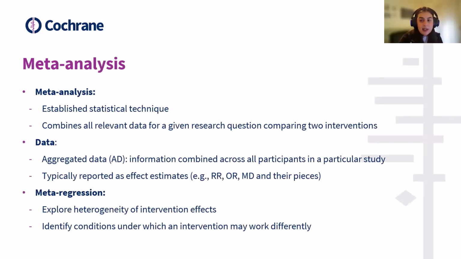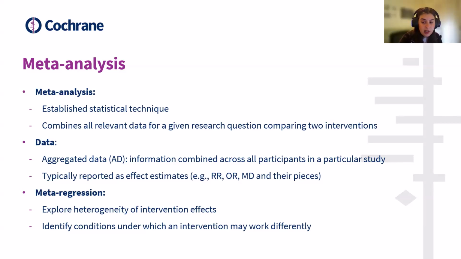So meta-analysis is an established statistical technique that combines all the relevant data that address a specific research question, comparing two interventions. So the data often come in the form of aggregated data, meaning that the results have already been summarized across all participants within each study. These are typically reported as effect estimates, such as the risk ratio, odds ratio, or mean differences, depending on the nature of the outcome, and these come along with their measures of uncertainty.